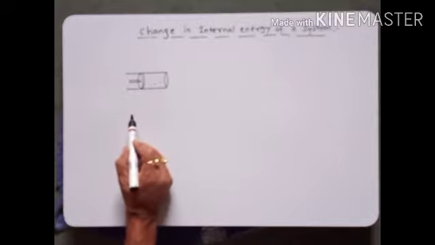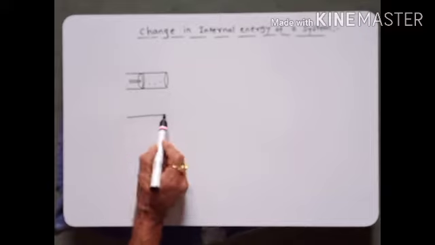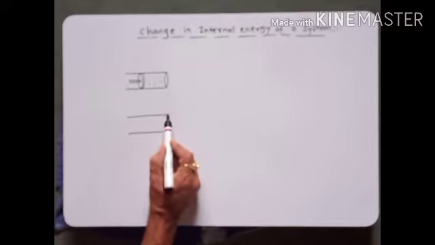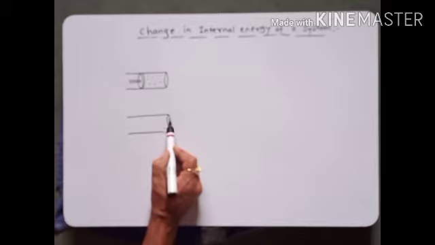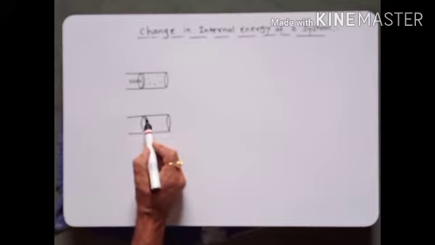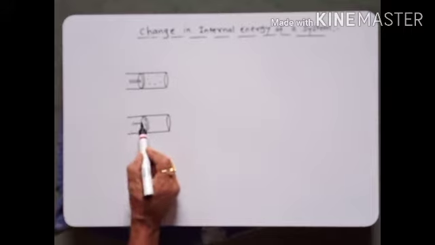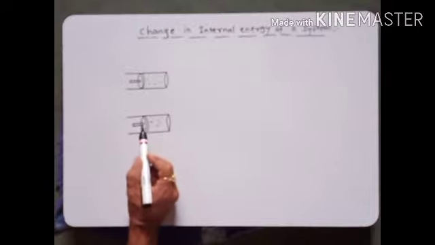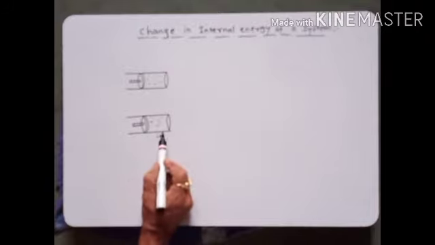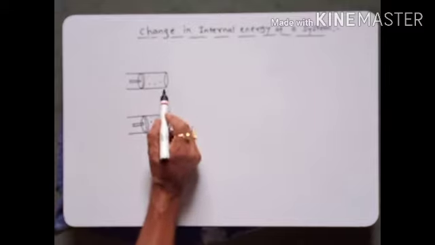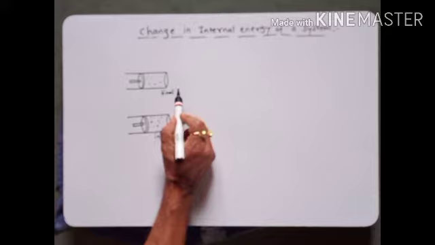Now we consider two stages. Same piston, same cylinder, same gas, same piston. Suppose this is the gas. Suppose this is the initial state, and this is the final state.